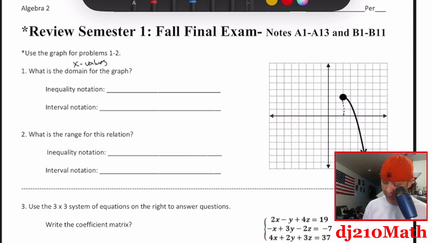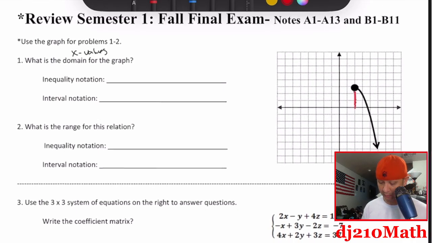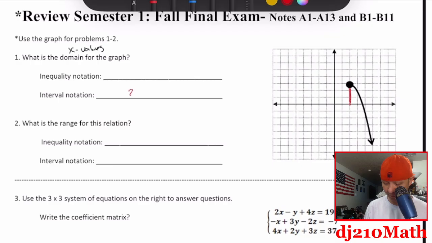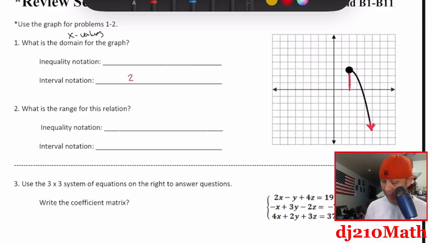So if these go by 1, the x values start at 2. It's a lot easier to do the interval notation first, I think. So since it starts at 2, and notice how it goes towards infinity. The arrow goes towards infinity. So the domain are all the x's in this direction, right? Starting at 2 and greater than. So 2 to infinity.